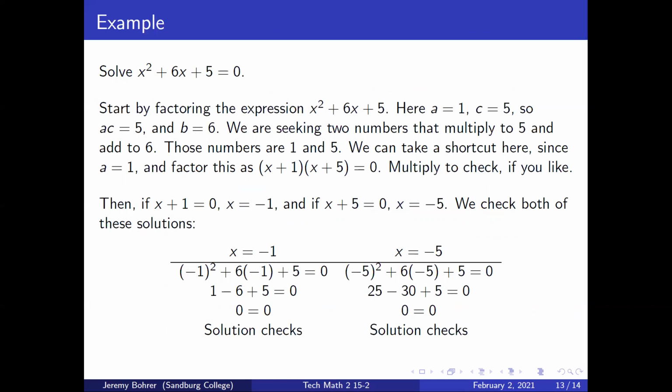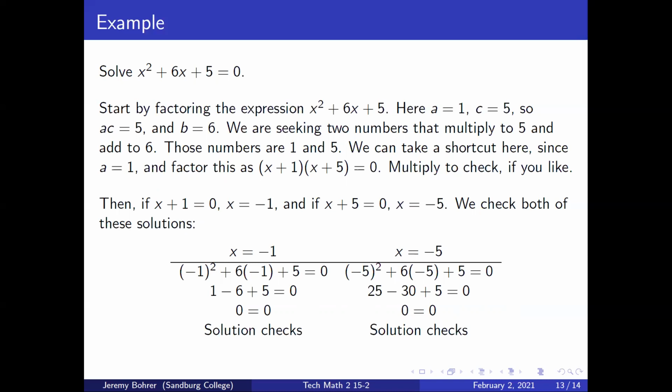Start by factoring the expression x squared plus 6x plus 5. Here a equals 1, c equals 5. So ac equals 5 and b equals 6. We're looking for two numbers that multiply to 5 and add to 6, and those numbers are 1 and 5. We can take a shortcut here since a equals 1 and factor this as x plus 1 times x plus 5 equals 0, and you can multiply to check if you want.